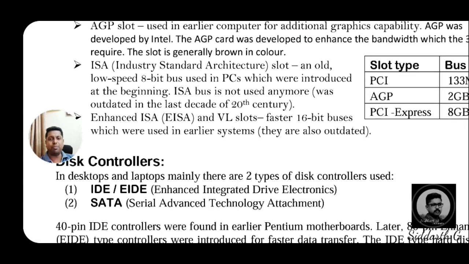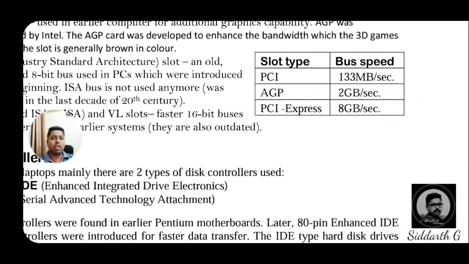ISA supports 8-bit, but EISA, enhanced industrial standard architecture, supports 16-bit. Remember students, double that of ISA. 16-bit buses are supported by the EISA. But these EISA are also outdated systems, because nowadays we are not at all using these kinds of EISA slots and buses. Then what will be the speed?